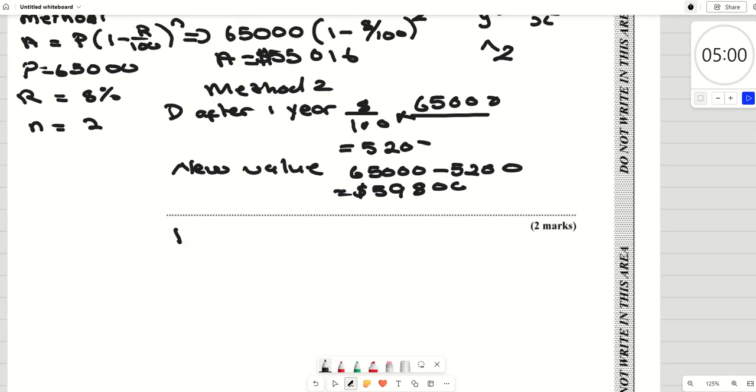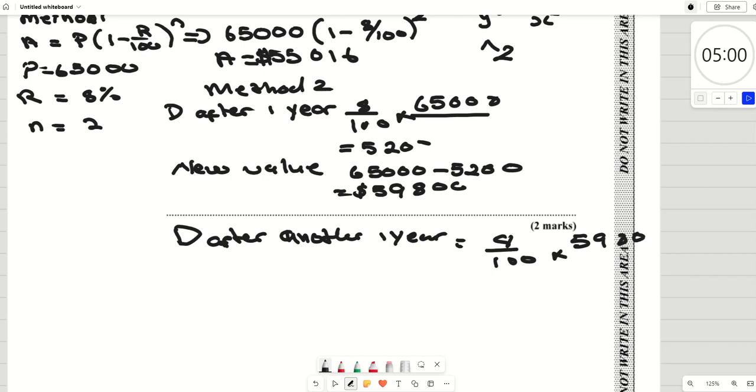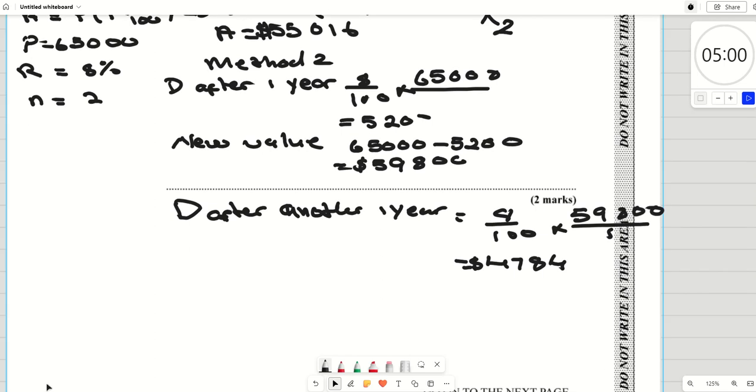So your depreciation after another 1 year would be 8 over 100 multiplied by 59,800 over 1. When you multiply this, you're going to get $4,784. That's how much it depreciated again, right? So therefore, this is how much it's depreciated after a second year, right? Let me just put 2 years, right?